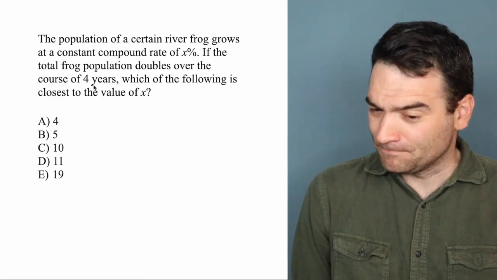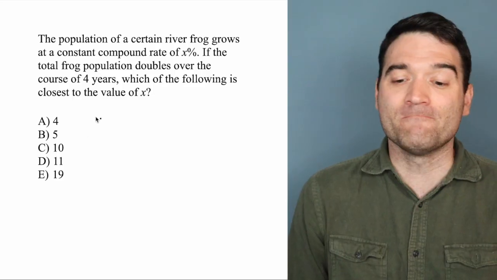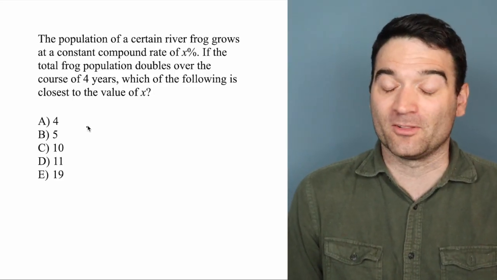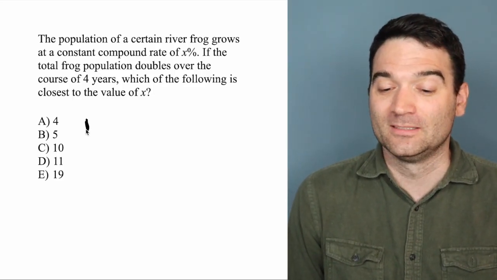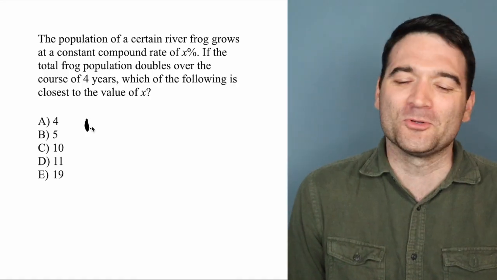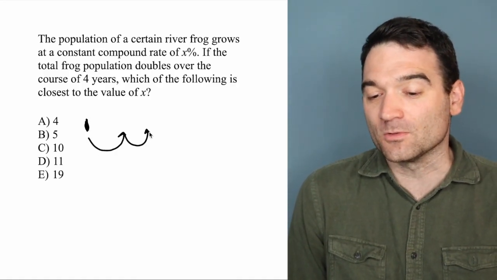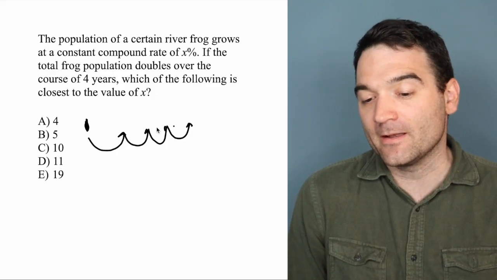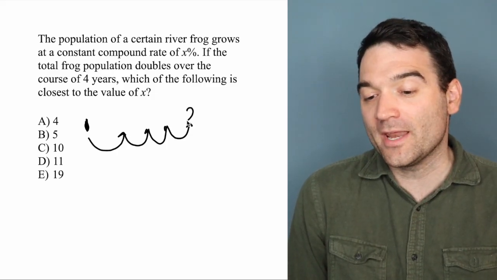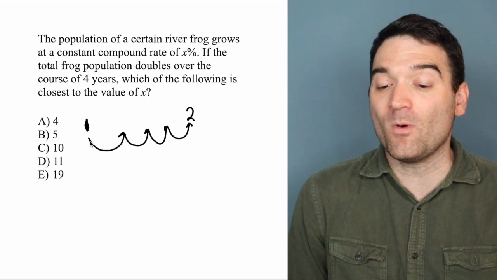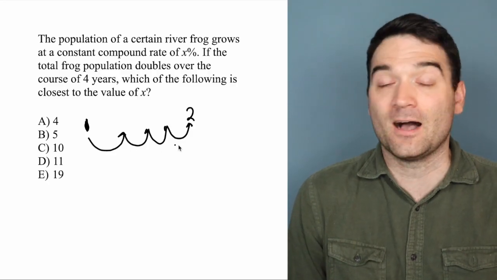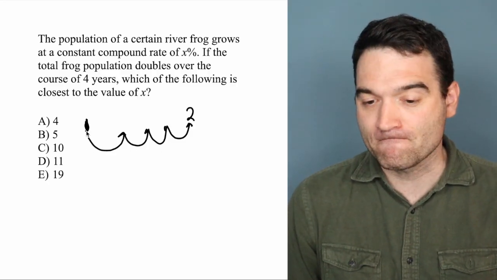What we're told is that we start out with some number of frogs. It actually doesn't really matter. Let's say we start out with 1 frog. I suppose we would need more than 1 frog, but we'll just assume we start out with 1 frog. And over the course of 4 cycles, 4 years, right? 1, 2, 3, 4, we end up with 2 frogs. The question is, by what percent are we growing compounded every year?